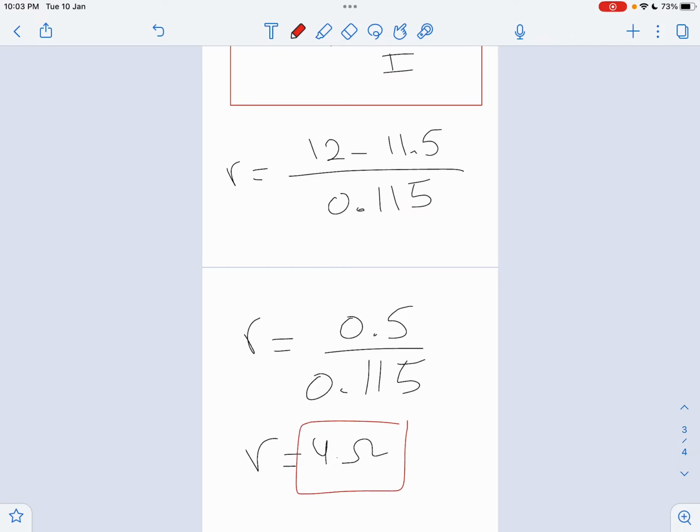So this is how we find the internal resistance of a non-ideal battery.